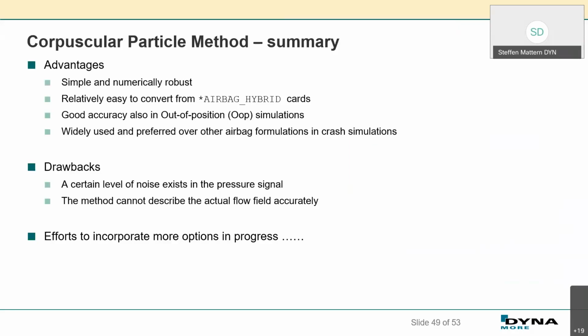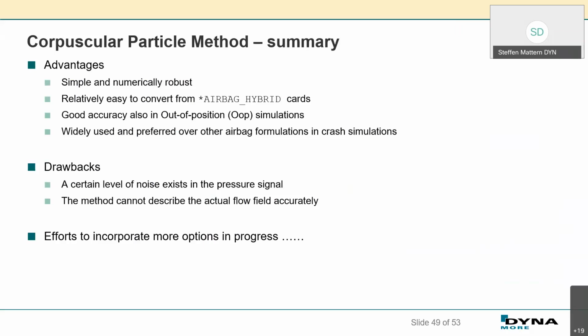So, compared to the ALE method, CPM proves to be rather simple to use and numerically robust. Setting up an airbag model is quite comparable to airbag hybrid, which also makes it relatively easy to convert existing models from uniform pressure airbag hybrid to CPM. The accuracy, especially in the deployment phase or in out of position situations, is quite good, which makes the CPM method today's state of the art for modeling airbags for occupant safety simulations. We are actually running full car crash simulations with 4 or more particle airbags today, which scales pretty well using MPP versions on many processors.